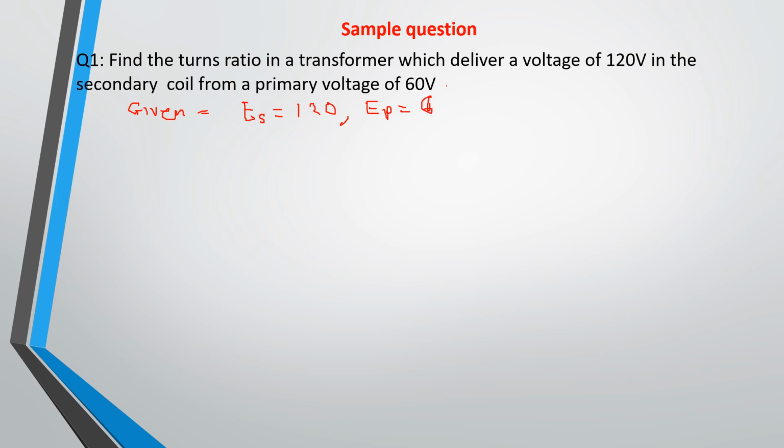As I said, it's an objective question in JAMB, so it's not something that you really need to waste time on. From our equation, we had ES over EP is equal to NS over NP. So we can use this equation to solve it. We'll have 120, because we're looking for the turns ratio, all over 60. Basically you can just divide that out and you have your answer to be 2.